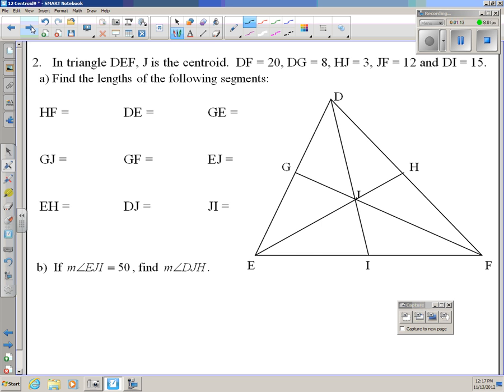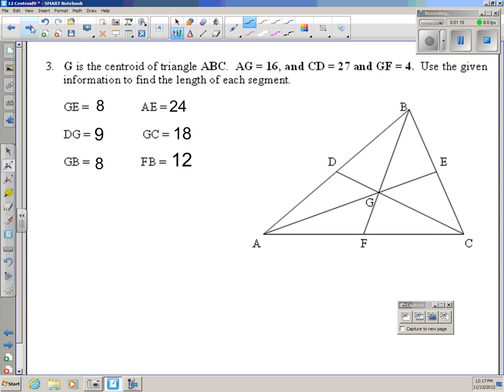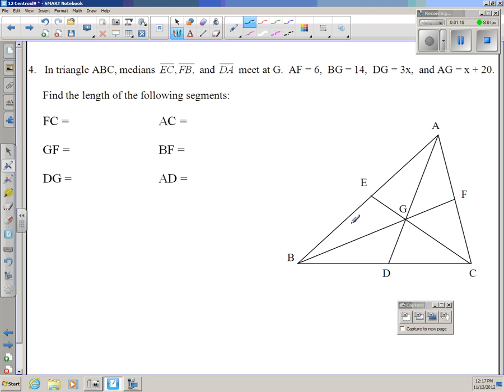I'm actually going to skip number 2 and number 3, and I want to go to number 4. Where we have some x's involved. So it says EC, FB, and DA are meeting at G. And AF is 6. BG is 14. So AF is 6. This is a 6. BG is 14. And excuse my handwriting. I'm not doing this on a smart board, so if my handwriting gets a little awkward, it's okay. DG is 3x. And AG is x plus 20.